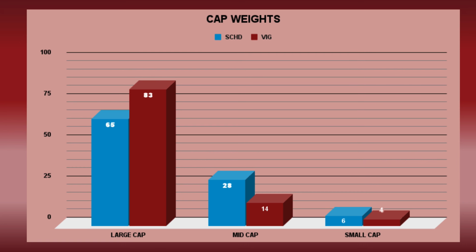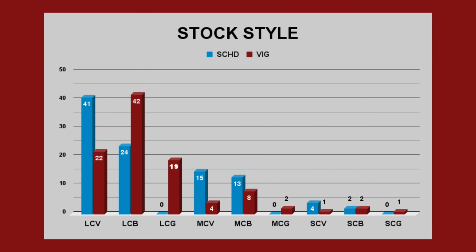On the other hand, VIG places 83% of its portfolio in large cap stocks, emphasizing more established companies with stable revenue streams. Only 14% of VIG's assets are in mid caps, reflecting a more conservative growth-focused approach. This contrast highlights SCHD's broader exposure, while VIG prioritizes stability and steady growth. Let's dive a little bit deeper into the stock style of these ETFs.